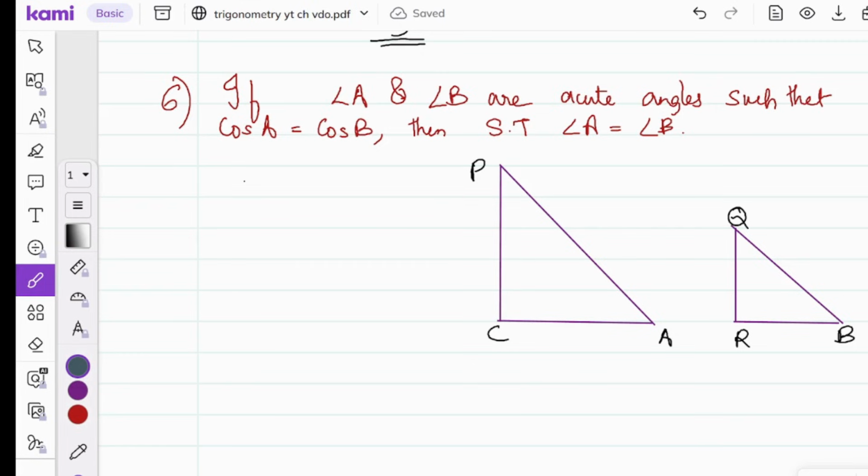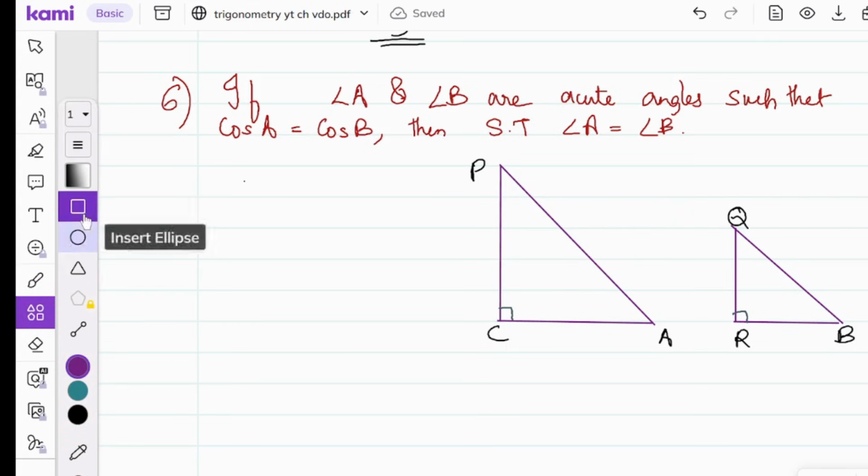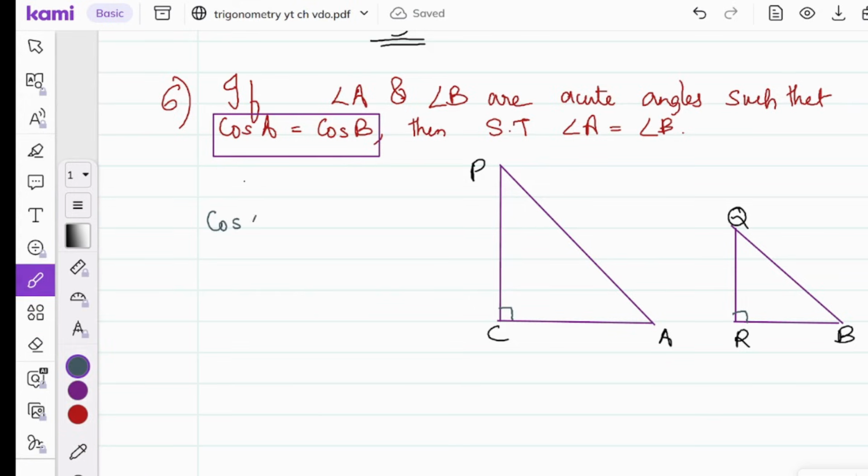So I have a triangle PAC and a triangle QRB. PAC is right angled at C, and I have QRB, which is right angled at R. Okay, now in the question, one thing is given. What is it? Cos A equal to cos B. If cos A equal to cos B, what can I write? Now I need to find the values for the cos A and cos B separately.